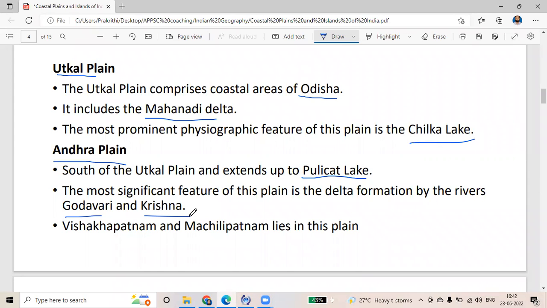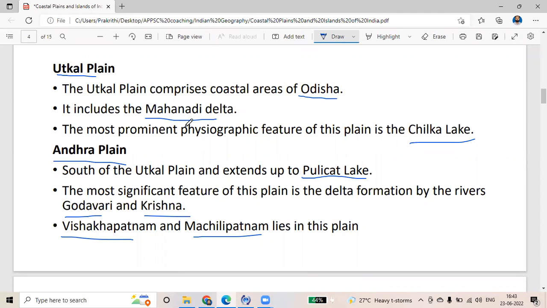Other than that, we have two important ports here: Visakhapatnam and Machilipatnam. These are located on this plain area. So this area contributes a lot to the economy of India. For export and import we have the ports. Then it is a vast area of fertile land, so that contributes to agriculture also. Then we have the mineral deposits here, so we can earn a lot of economy there too. This Andhra plain is very relevant when we consider the economy of India.